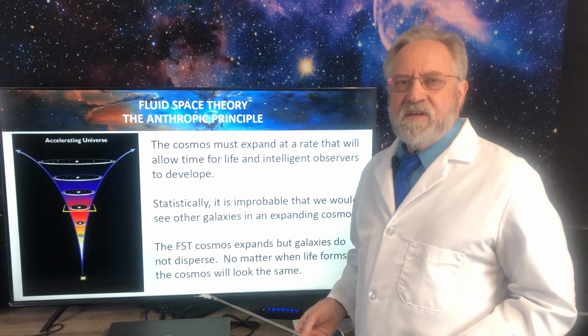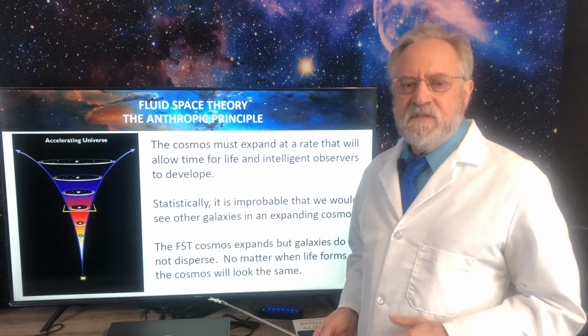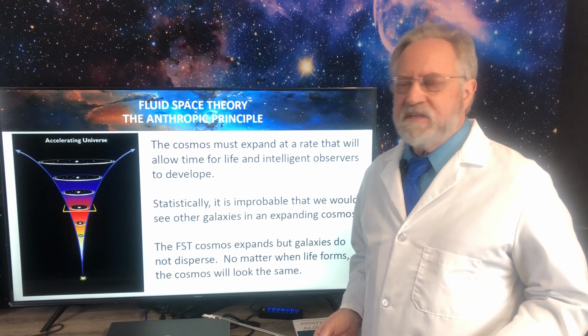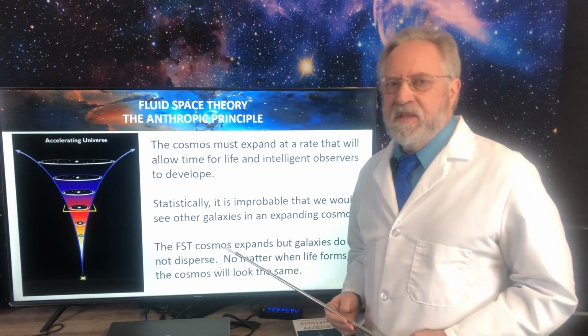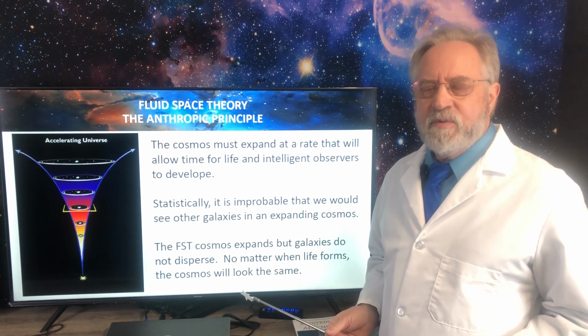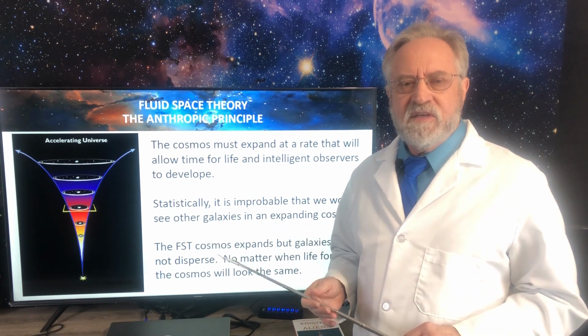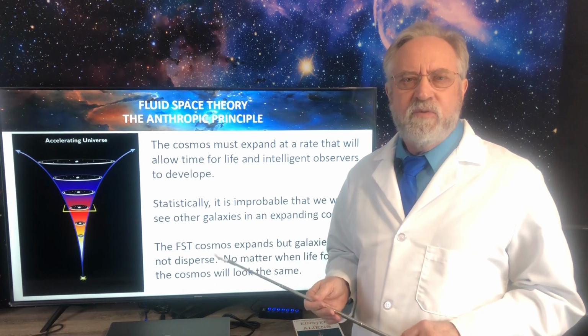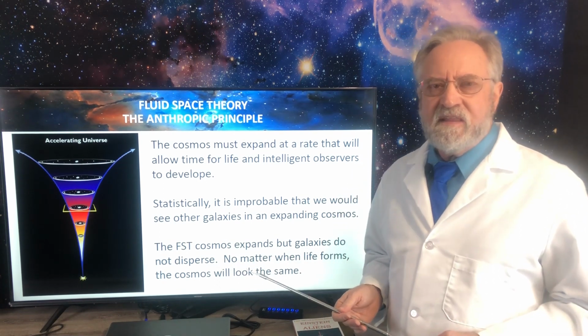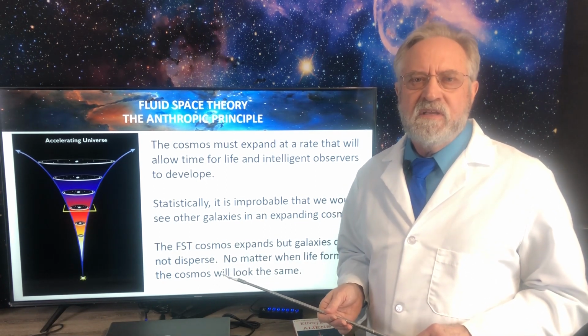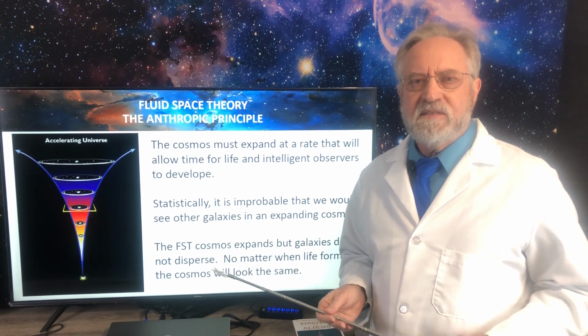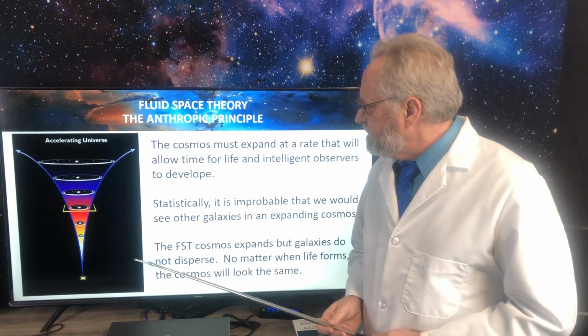So there's another way of looking at the cosmos to try and get some answers, and it's called the anthropic principle. Basically, the anthropic principle says we see the universe the way it is because if it was any different, we wouldn't be here to see it. Now that may sound like circular reasoning, but it actually sheds some light on certain issues.